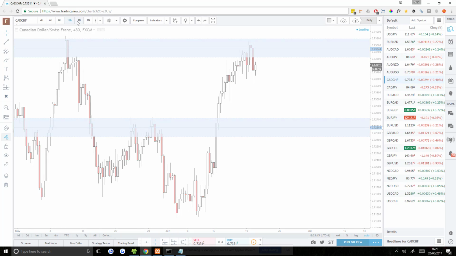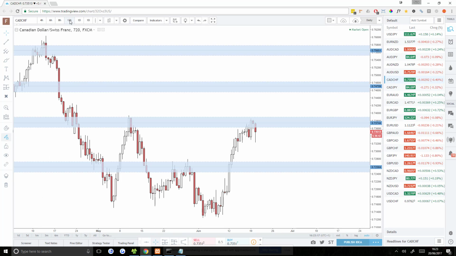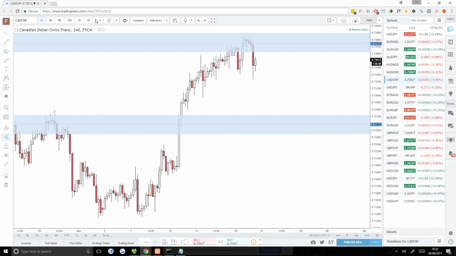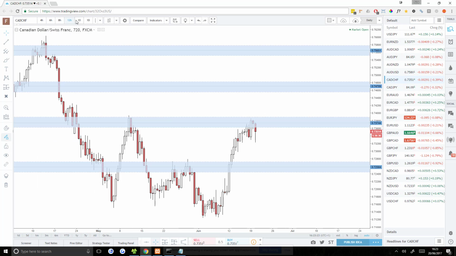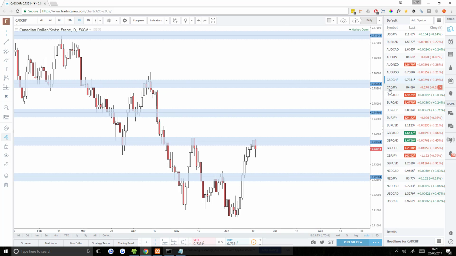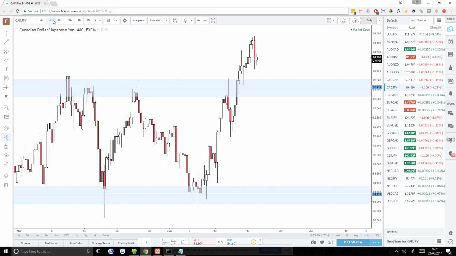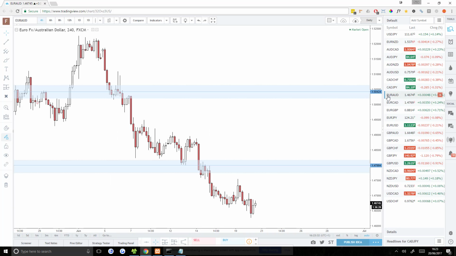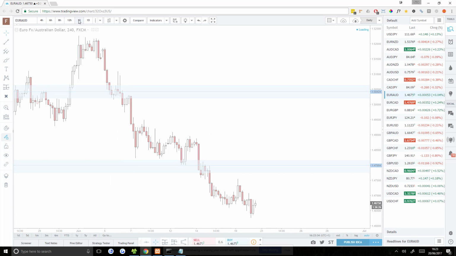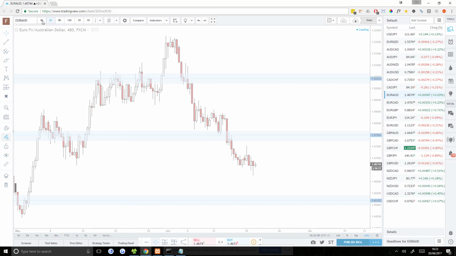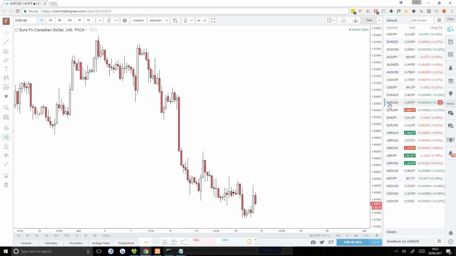All right, CAD CHF. CAD CHF is finally heading down. Anyone short this? I think it was posted to the forum, wasn't it? All right, CAD JPY is broken above resistance. Nothing much. AUD JPY broken below support, just dropping down. Nothing much I would want to trade.